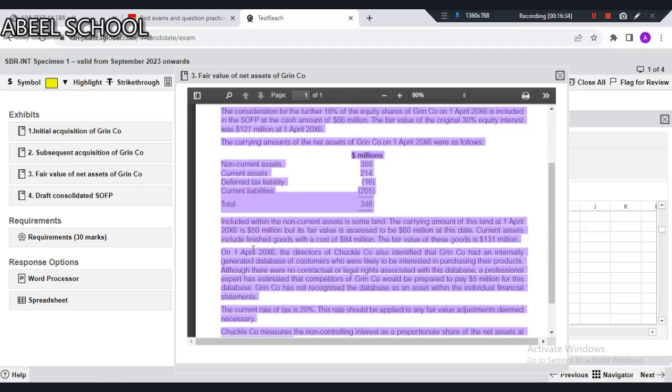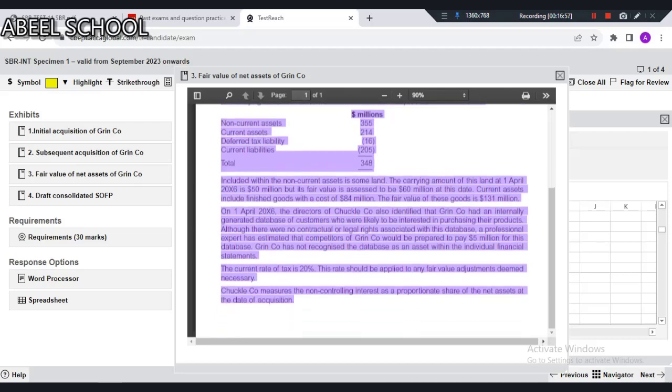Okay, what they're saying now. Initially they had a 30% holding. Now the holding goes to 48%. Included within the non-current assets is some land. Okay, I'm not reading this part. On 1st April X6, the directors of Chakal Company also identified that Green Company had an internally generated database. Leave that. The current tax rate is 20%. I'll come to this. Chakal Company measures non-controlling interest as a proportionate share of net assets.